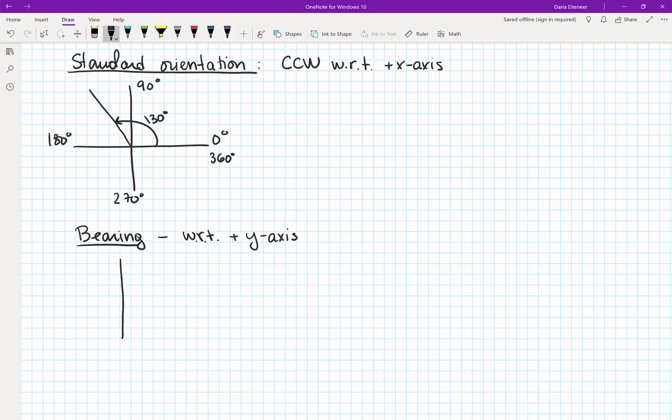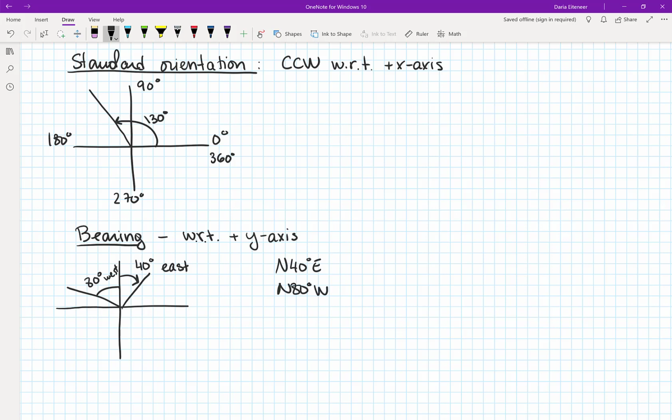So let's draw that. From the positive axis, for example, this could be 40 degrees east, and this is 80 degrees west. You might also see it written like this: north 40 degrees east, or north 80 degrees west.